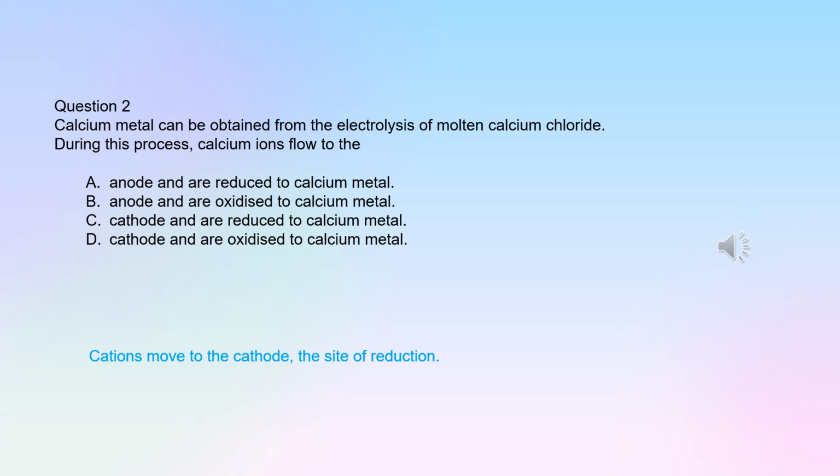When calcium chloride is electrolysed, the calcium ions gain electrons to produce calcium metal. So, the calcium ions flow to the cathode and are reduced to calcium metal.